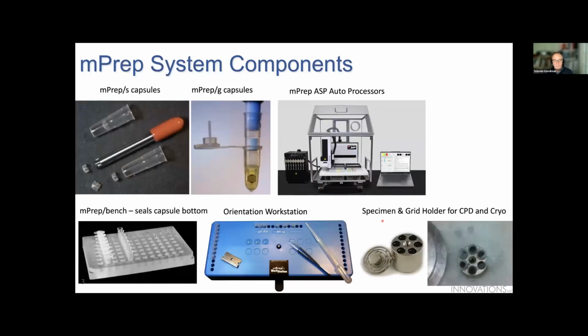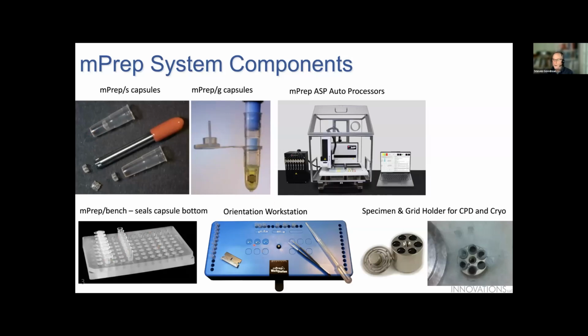For those who are not familiar with the system, I can show the basics here. The fundamental parts of the system are capsules that hold specimens and capsules that hold TEM grids. There's our automated specimen processors, the ASP 1000 and 2000. There's a device that's a 96 well plate made out of a malleable silicone rubber that seals the bottom of the capsules. The capsules have pores on the bottom on the specimen capsule, and there's a pore on the bottom of the grid capsule. So you can place them in here to hold the liquid in here.